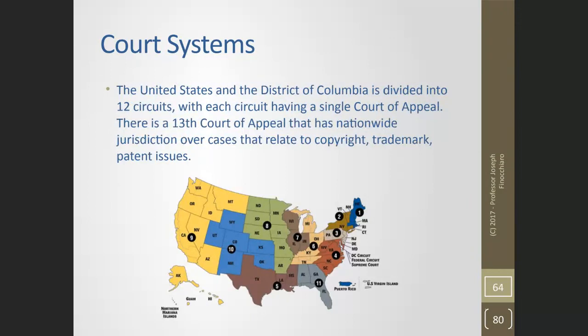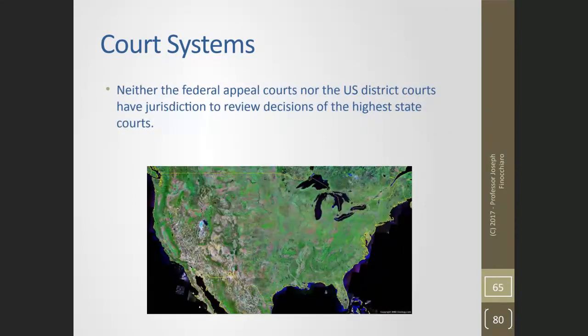The United States and the District of Columbia are divided into 12 circuits, with each circuit having a single court of appeal. There is a 13th court of appeal that has nationwide jurisdiction over cases that relate to copyright, trademark, and patent issues. Neither the Federal Appeals Court nor the U.S. District Courts have jurisdiction to review decisions of the highest state courts.